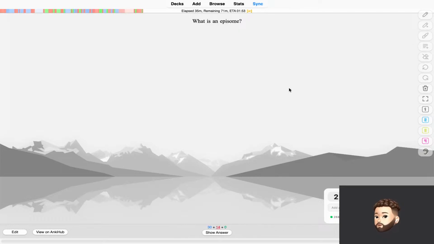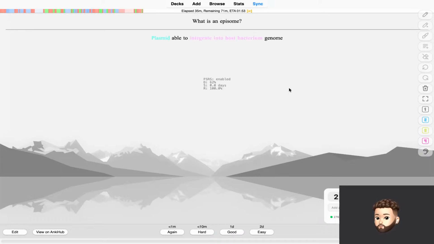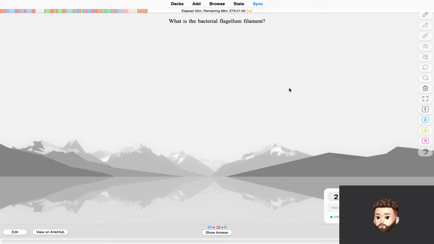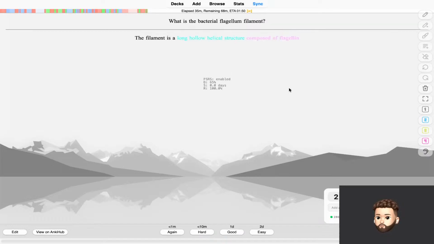What is an episome? It is a plasmid that's capable of integrating into the host bacterium's genome. What is the bacterial flagellum filament? It is a long, hollow, helical structure. I don't remember the last part. Composed of flagellum. Damn. Okay.